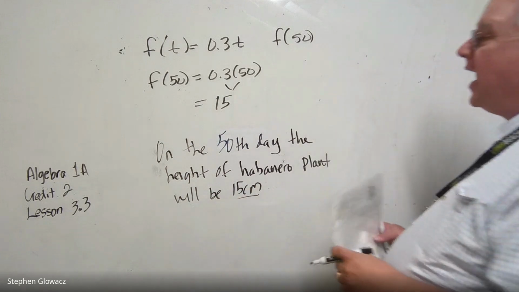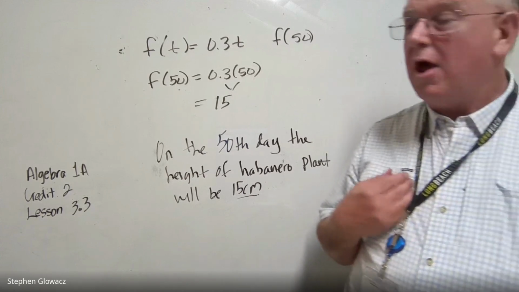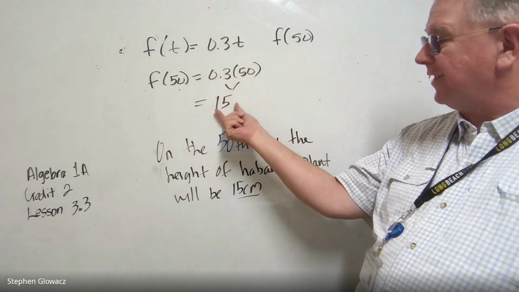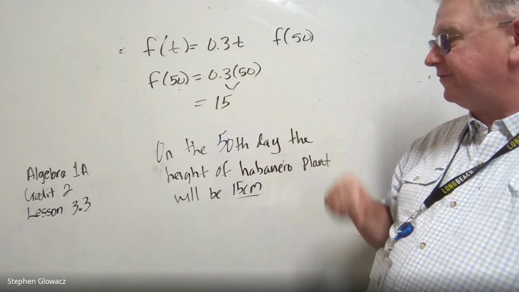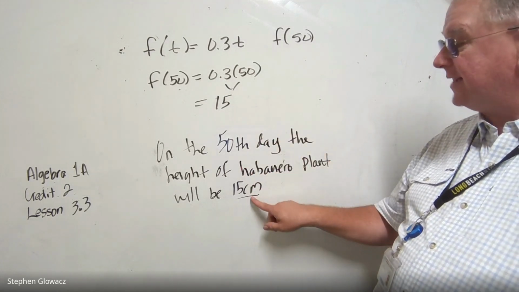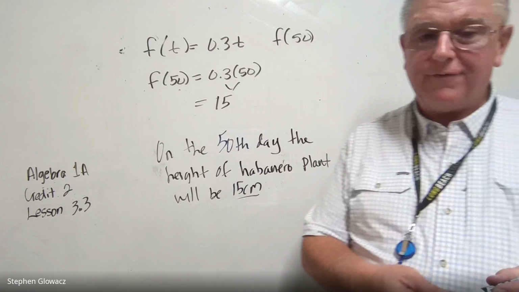All right. So again, interpreting in context shows that we understand what that answer represents, not just how to calculate, not just how to multiply and get an answer, but what does that 15 represent? Well, it represents the height of the habanero plant in centimeters. So on the 50th day, the height of the habanero plant will be 15 centimeters.